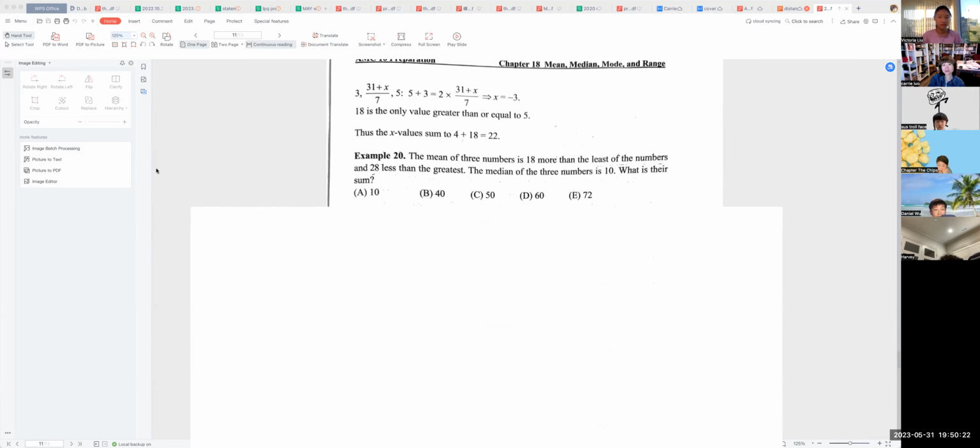OK, let's take a look at this one. 这道题目不难啊。The mean of 3 numbers is 18 more than the least of the numbers and 28 less than the greatest. 一共有3个数字，对吧？它的 mean，它的 average 比它最小那个数字大18，比它最大那个数小28，中间数是10。What is their sum? 这道题目真挺简单的，我看谁能先做出来啊。So girls 9 points, boys 7 points.